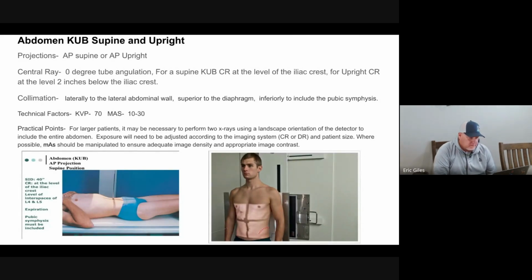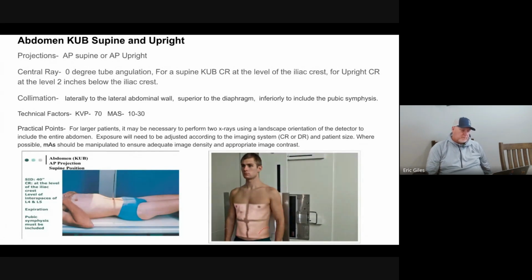So central ray, no tube angulation, you don't have to worry about that. For KUB, the central ray is the level of the iliac crest. Okay, you're laying down on the table, and you're going to put your cross right at the iliac crest and the mid-sagittal plane. Okay, for an upright, it's 2 inches above the iliac crest. Let me kind of explain this a little bit. Why there's a difference there.